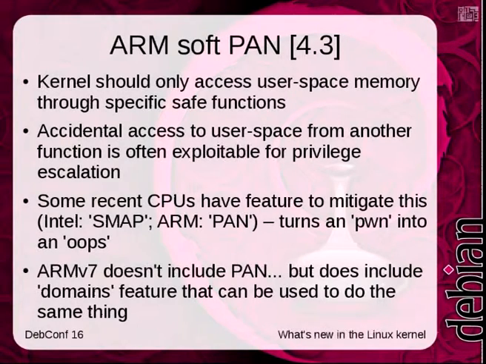So the Debian ARMHF architecture is built for ARMv7, which does not have this feature. I think it was added in version 8.1 of the architecture. So even ARM64 doesn't have it. Not even all ARM64 processors have it. However, there was a previously unused feature of memory management domains, which turns out to be usable to do the same thing or very similar with a bit of software configuration. So that's enabled by default. So Debian ARM systems are just a little bit more secure.